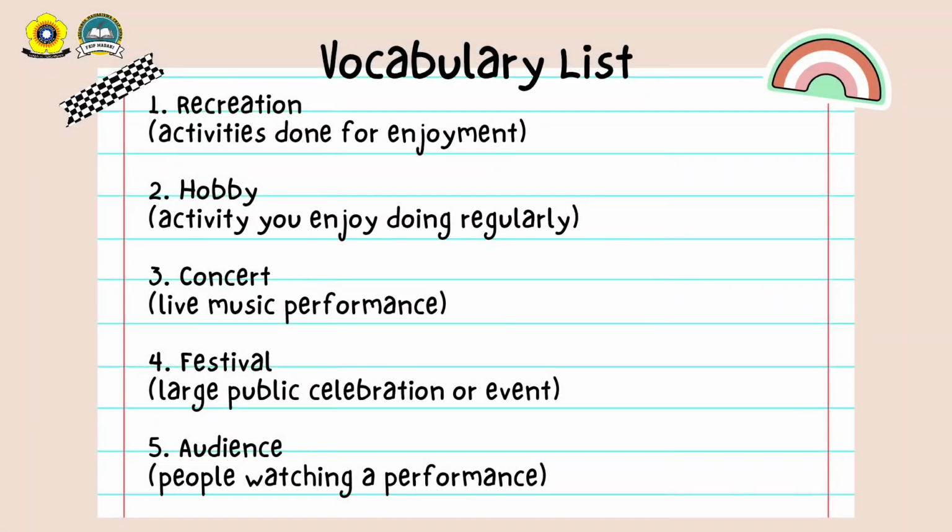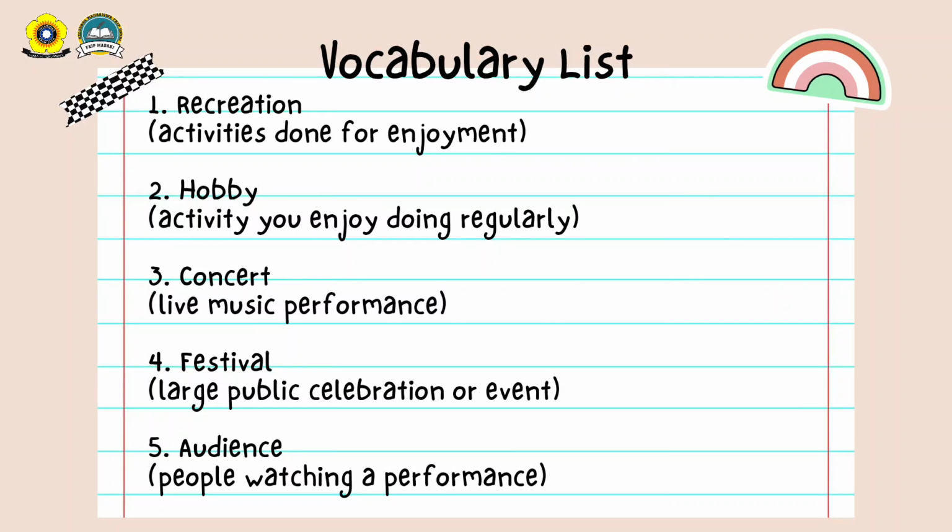Now, let's learn 10 important vocabulary words for Chapter 2. First, I have recreation. Recreation is an activity done for enjoyment. We can use it to talk about relaxing activities. Second is hobby. A hobby is an activity you enjoy doing regularly. We can use it when discussing personal interests. Third is concert. A concert is a live music performance. We can use it when attending a music event.